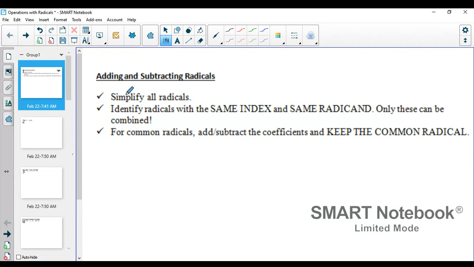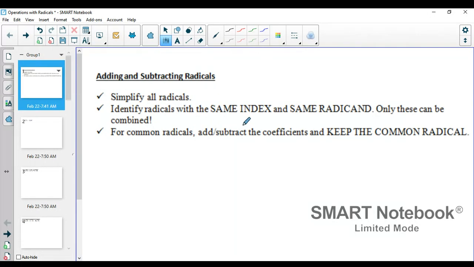So the first thing we're going to do is add and subtract radicals. Your first step is always going to be to simplify all the radicals. You want them as simplified as they can be before you do any adding or subtracting. Once you have them simplified, you're going to identify the radicals with the same index and the same radicand. They have to have the same index and the same radicand. Only these are the ones that we can combine like terms.